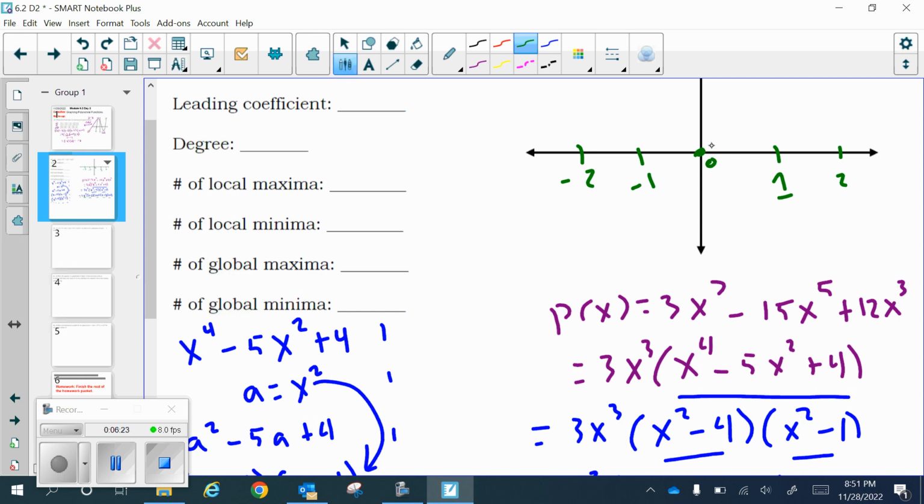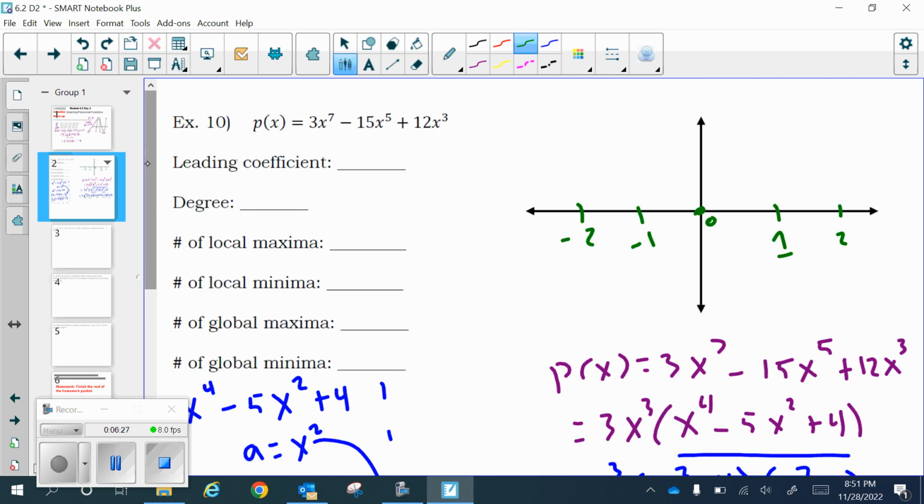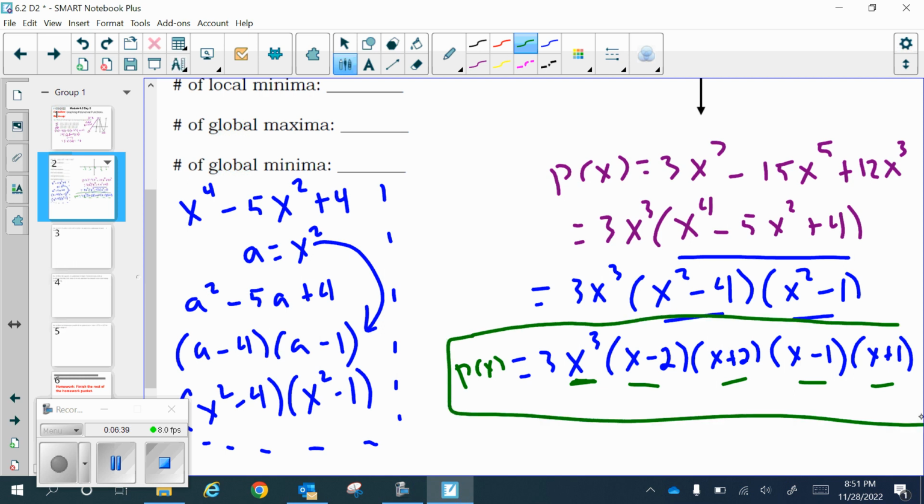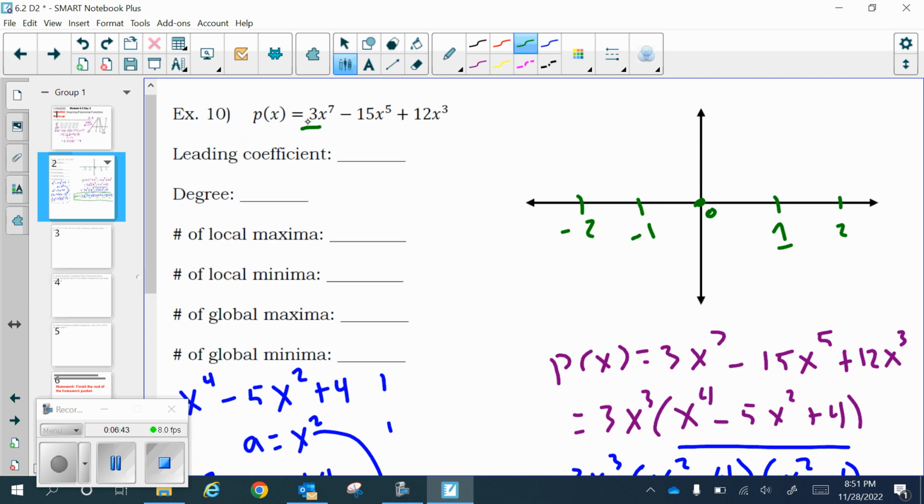So now I need to figure out how to graph it, and then I'm going to fill out all this stuff on the side. First, I'm going to figure out what my leading coefficient is. If I look at this p of x right here, let me go ahead and label it actually, my leading coefficient is 3. But that's the exact same leading coefficient as in the original p of x, because they're the exact same equation. One is just factored out and the other one isn't. So they have the same leading coefficient of 3.